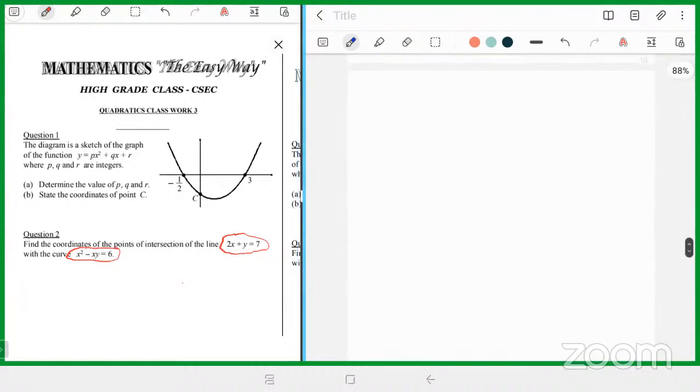All right. So we're solving two equations simultaneously. That's what it comes down to. So we have the line first, which is 2x plus y equals 7. And we have a curve, which is x squared minus xy equals 6.